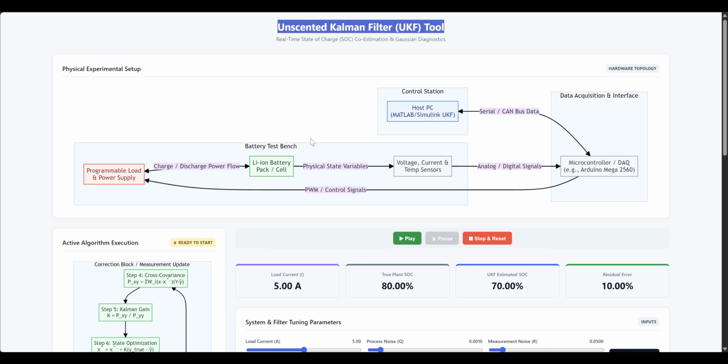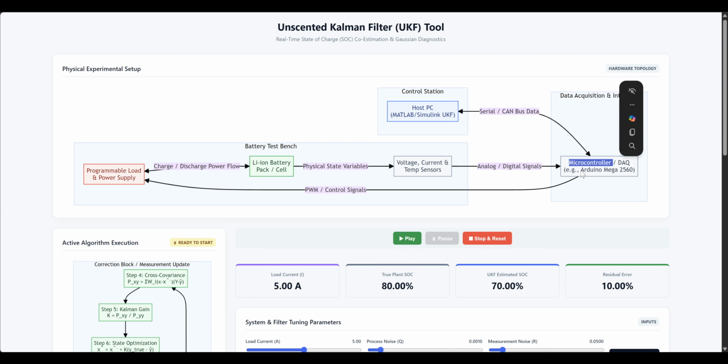And here you can consider the physical experiment setup as the following. You will have a microcontroller, which can be any microcontroller. We will also need voltage, current, and temperature sensors, and the actual battery pack. When we charge or discharge the current, there will be a change in the SOC, right? So that SOC change will be reflected inside the algorithm.